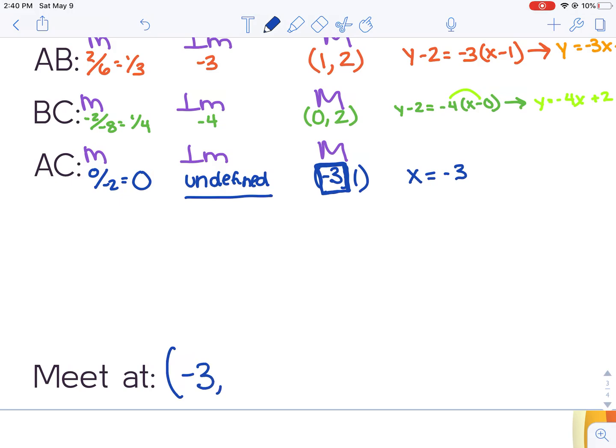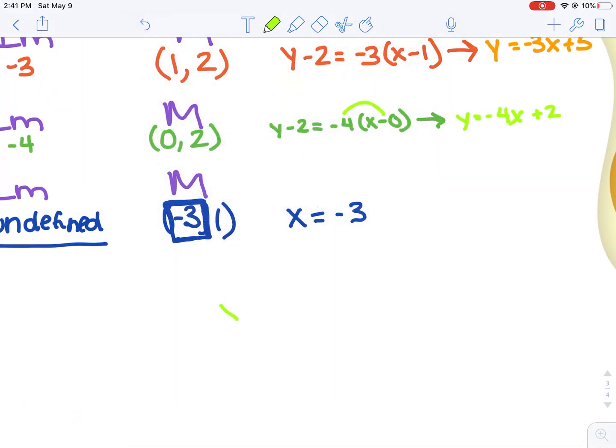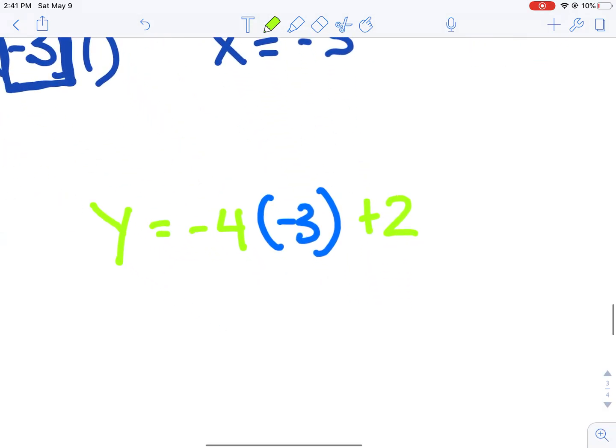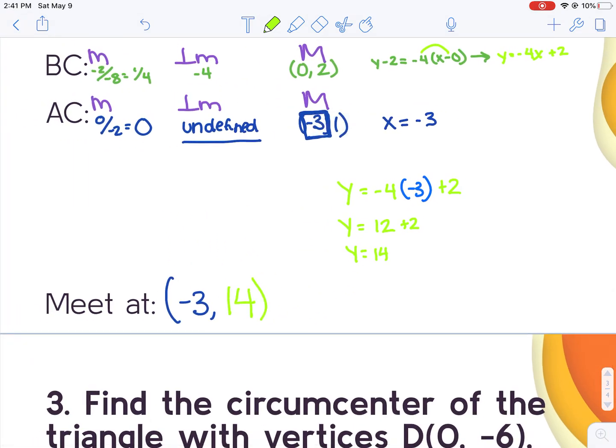So I can write part of my answer, and then I can pick one of my equations, and I'm partial to that green one, and I can say, all right, y equals -4 times -3 plus 2. And now I can just solve for y. So I'll have y equals 12 plus 2, y equals 14. And there's my final answer.